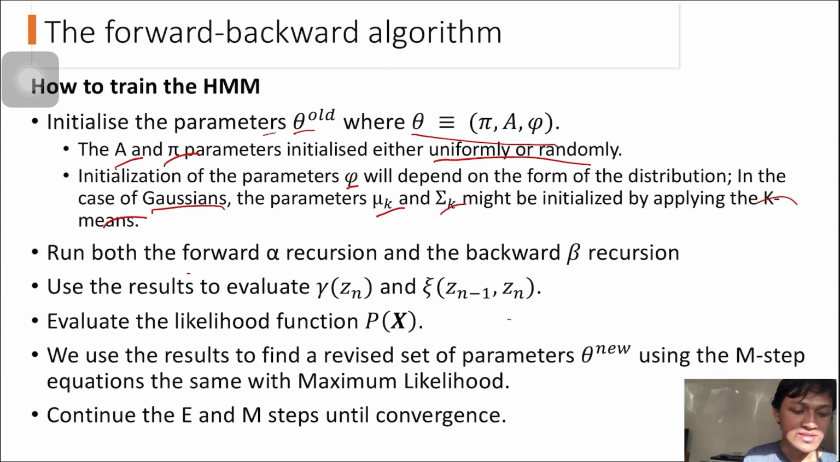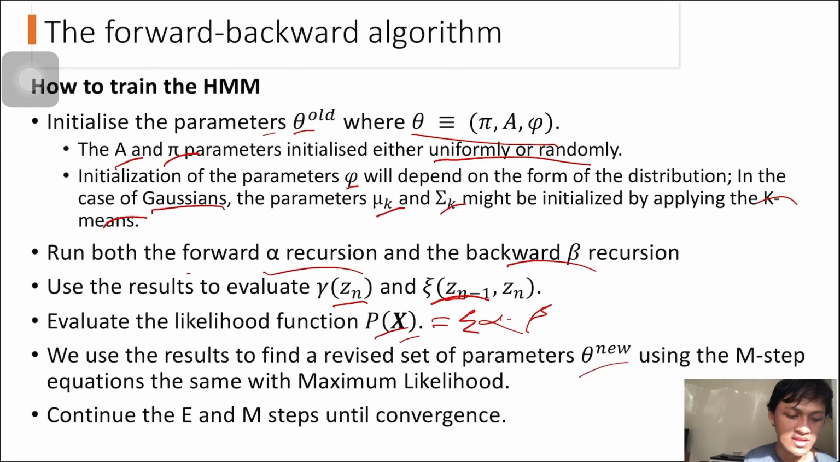The next step is to run the forward recursion and the backward recursion, that is, alpha and beta. After that, we can obtain the values of gamma and epsilon. From this formula, we can get the likelihood function p x, because it is similar to the sum of alpha times beta. Then we use these results to update the theta value in the M step, similar to maximum likelihood. We continue the E and M steps until the value converges.